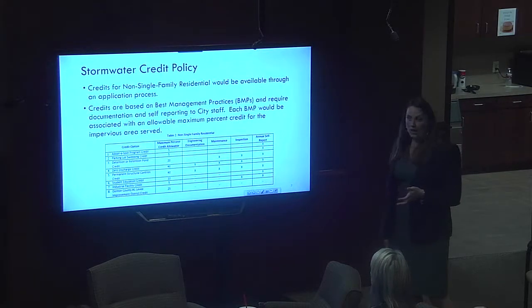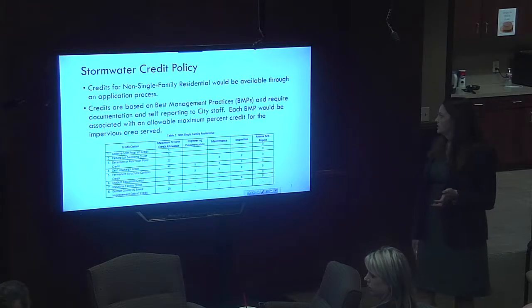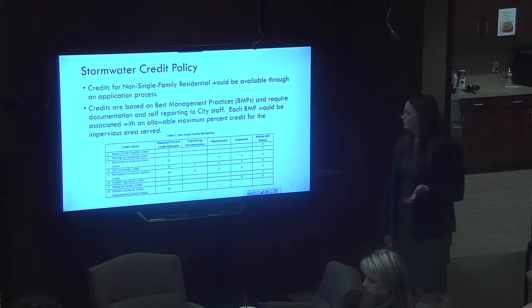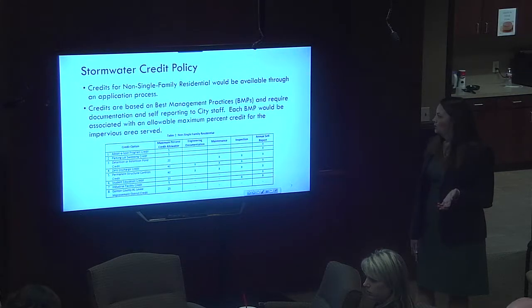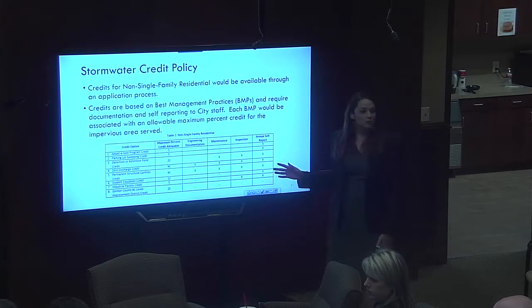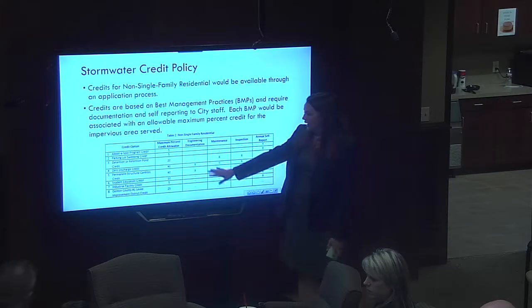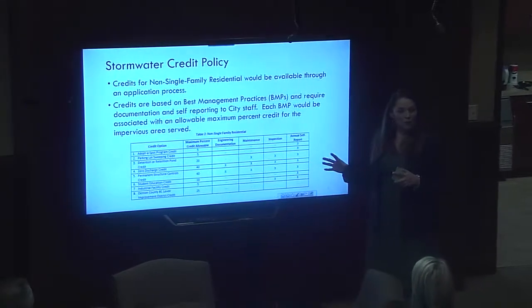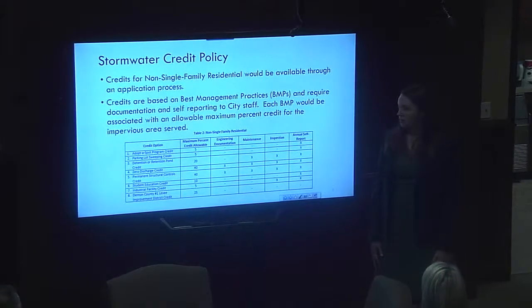Some of them will require an application process. The credits are based on best management practices and will require documentation and self-reporting to city staff. Each of the best management practices would be associated with an allowable maximum percent credit and only be applied to the impervious area served. If you remember, I said 50% was the maximum allowable credit for non-single-family residential. There's no one category on here that allows for that 50%, so it would take a combination of a couple of them if they wanted to reach the total 50% maximum allowed.